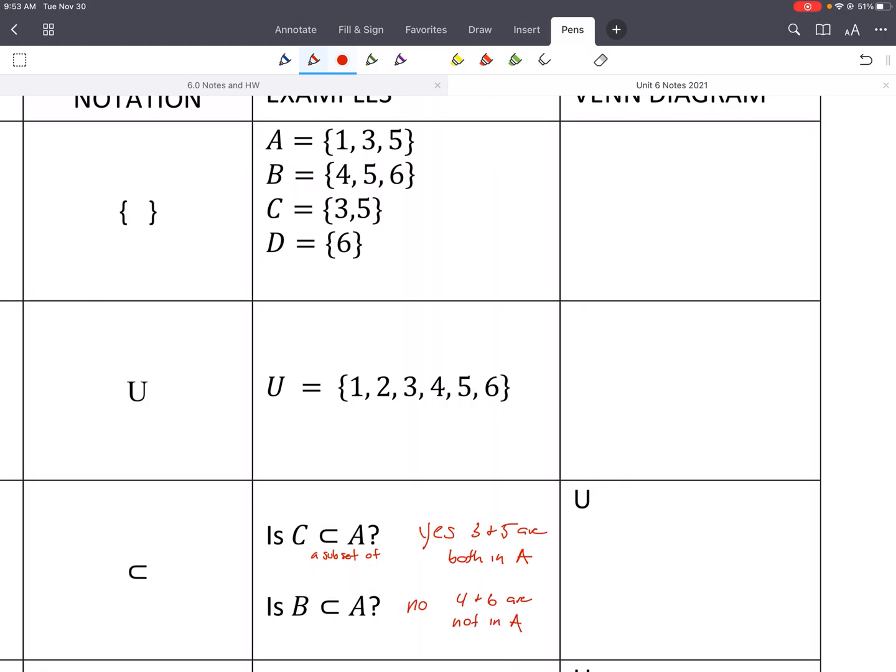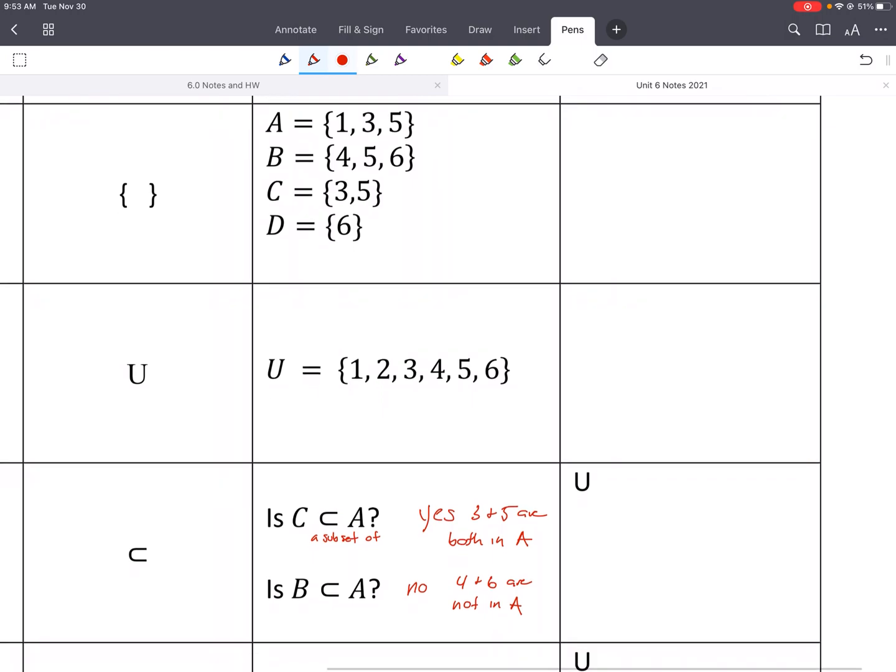If we were to sketch a Venn diagram of this, another way to represent this, using this example, this is saying that C is a subset of A. So all of C is in A, all right?